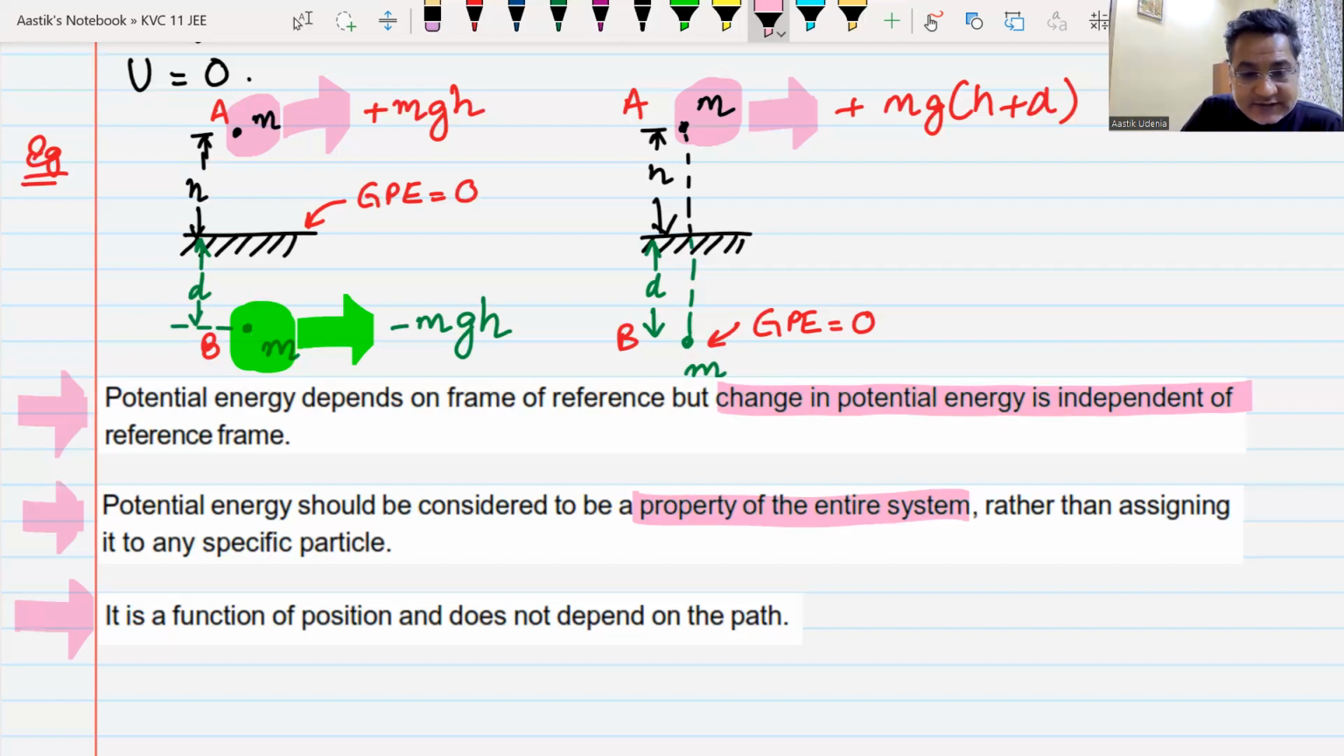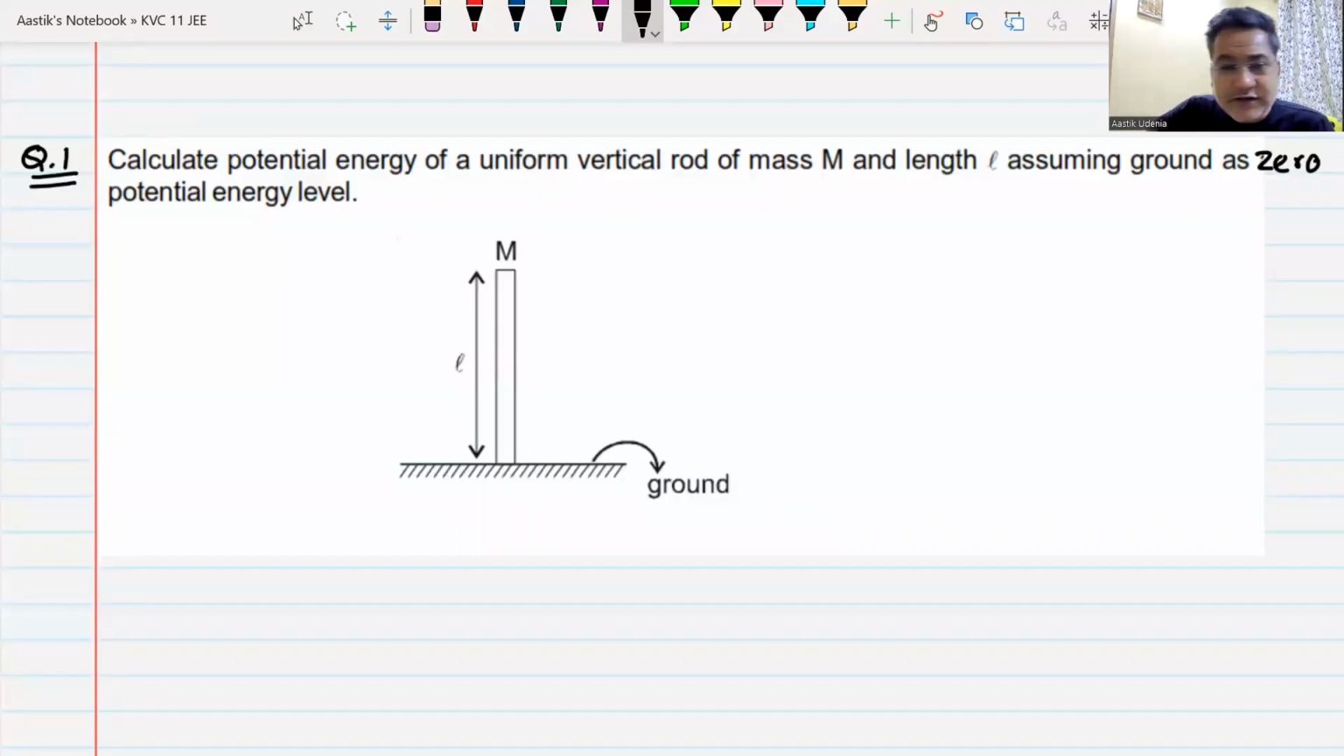Okay, now this is a small exercise. I don't want you to waste much time on this. This is a rod of length L, which is kept straight like this. The question is, calculate the potential energy of this rod, and it's given that the ground should be taken as the zero energy level. The energy of the ground should be taken as 0. Then what is the potential energy of this rod?